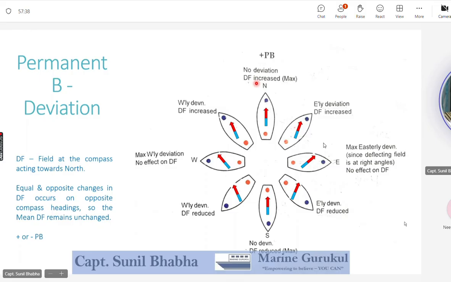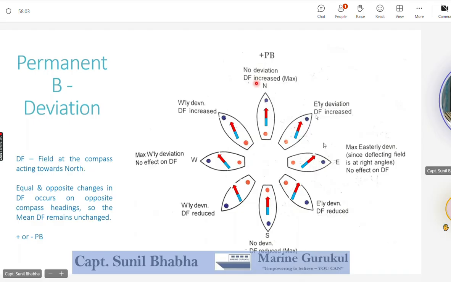So go ahead with your doubts now, beta. Sir, I had a doubt with the northeast heading. In fact, all intercardinal points. Sir, since there is a blue pole and the compass is having a red pole, it should attract now. So then the DF should be reduced in the northeasterly heading.